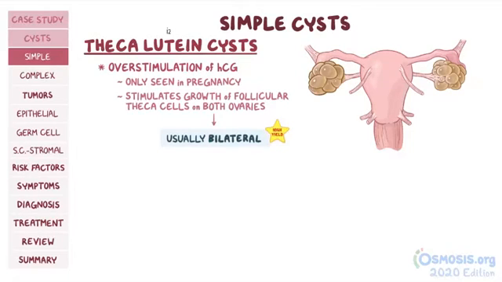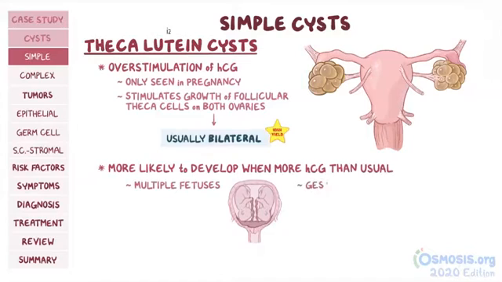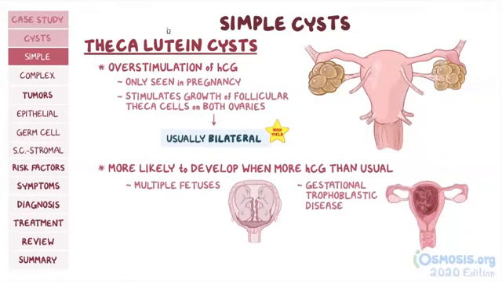Another important thing is that theca-lutein cysts are much more likely to develop when there's more HCG than usual. So the scenario will usually include multiple fetuses or gestational trophoblastic disease, like hydatidiform mole or choriocarcinoma.